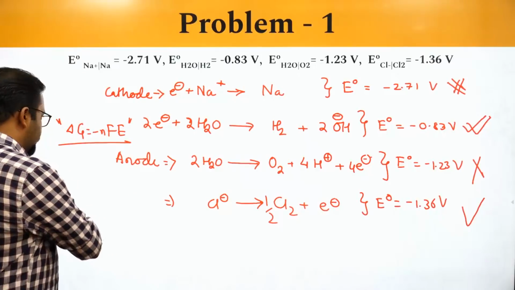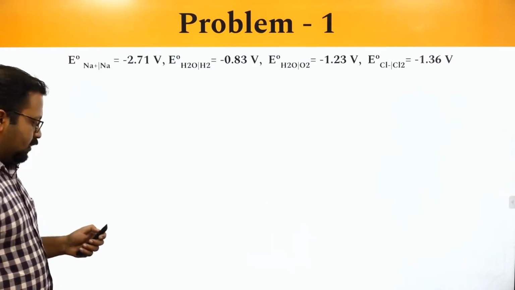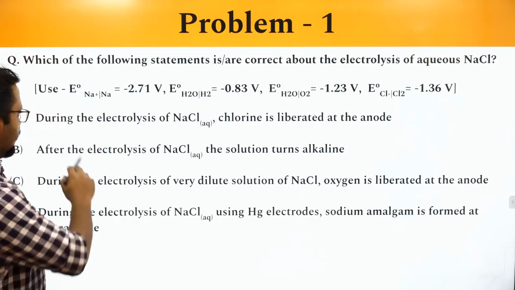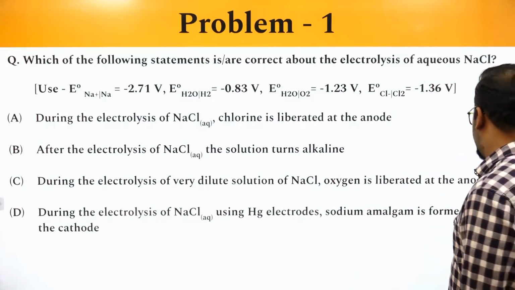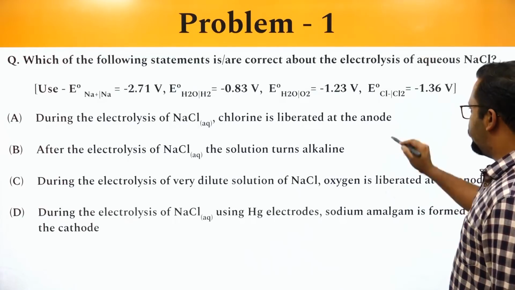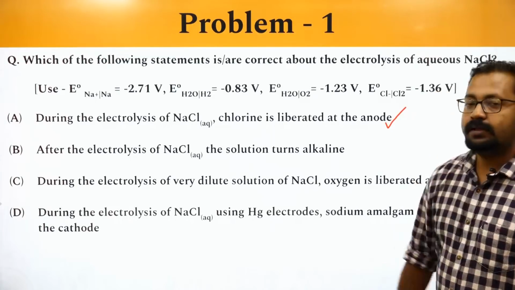Okay, so because of this, during the electrolysis of aqueous NaCl, chlorine is liberated at the anode. So the first statement is correct.